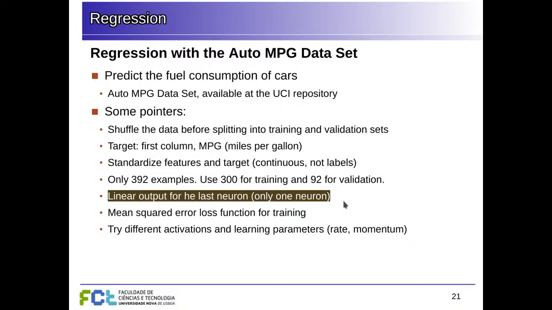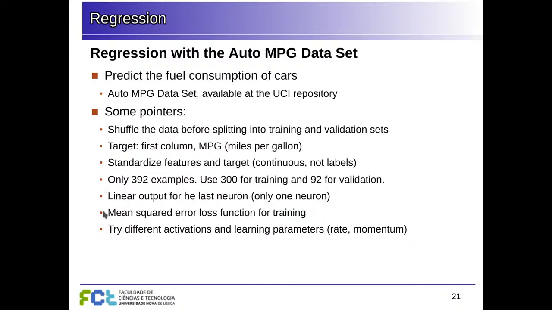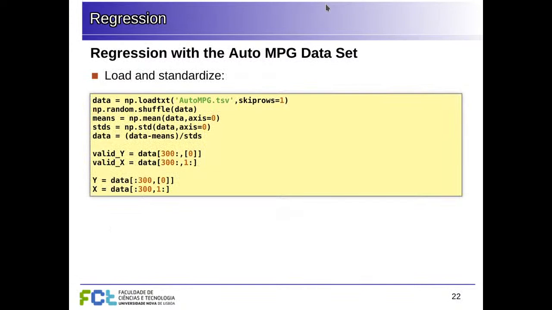That is, you should not put an activation function on the output, because you want to adjust to this continuous value in the regression. You should use the mean squared error loss function, because this is the maximum likelihood loss function when we assume that our predictions are affected by normally distributed random noise. And then you can try different activations in the hidden layers, different parameters for learning, like the rate and momentum, and experiment a bit. There is just one detail here.